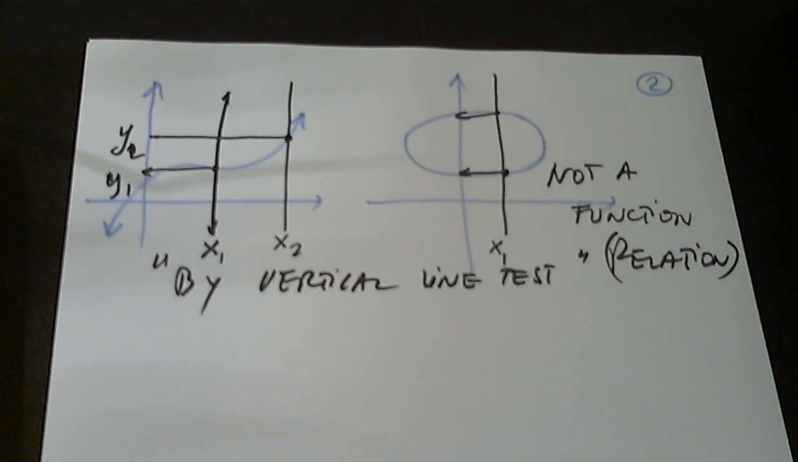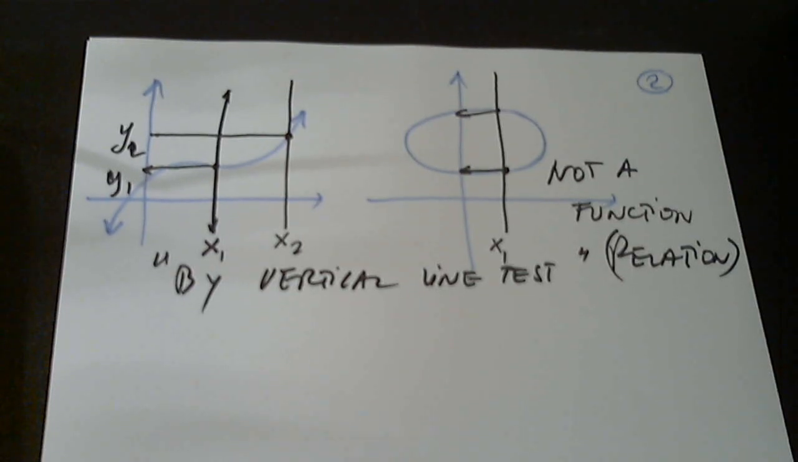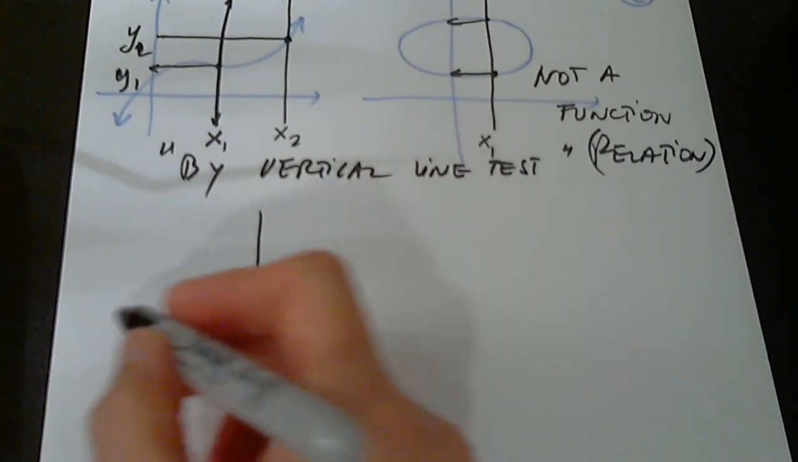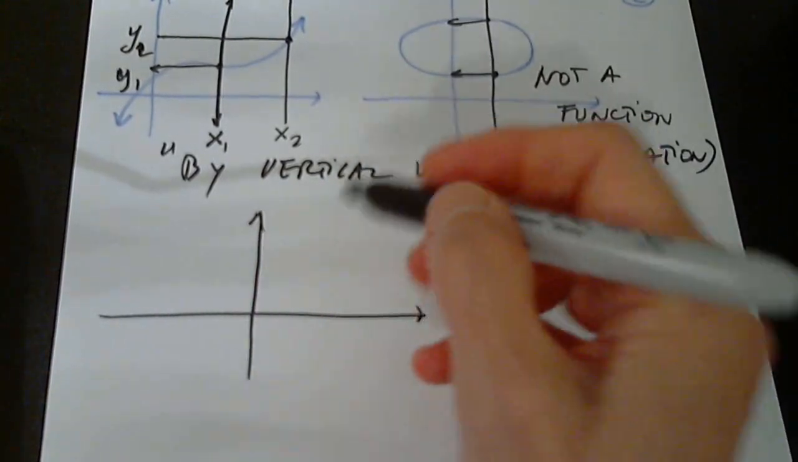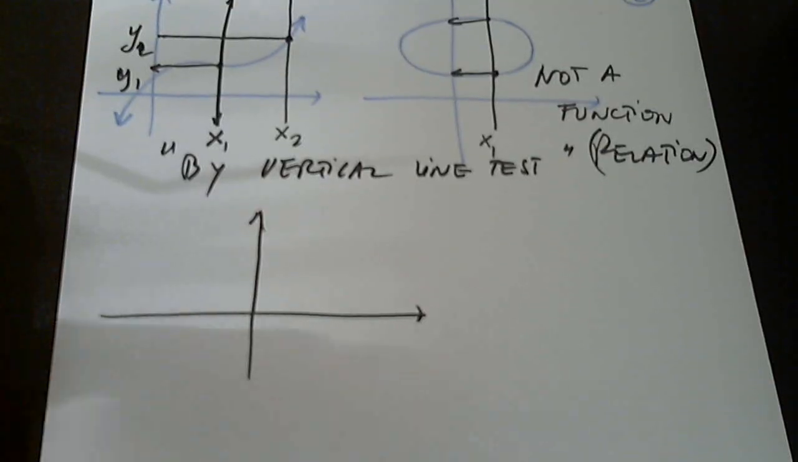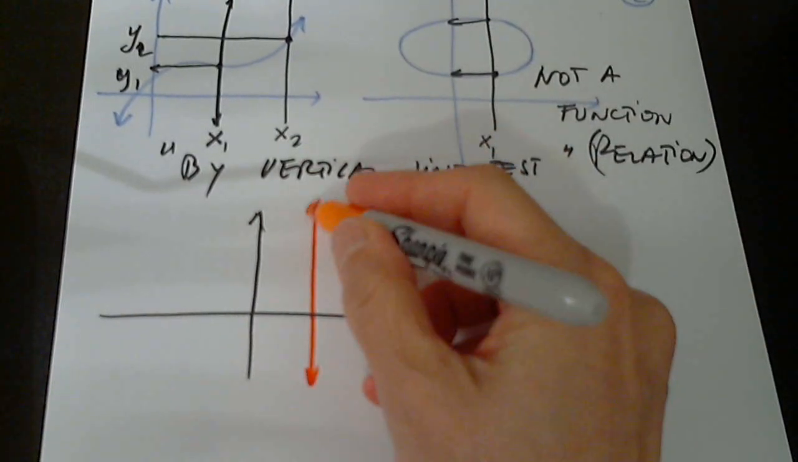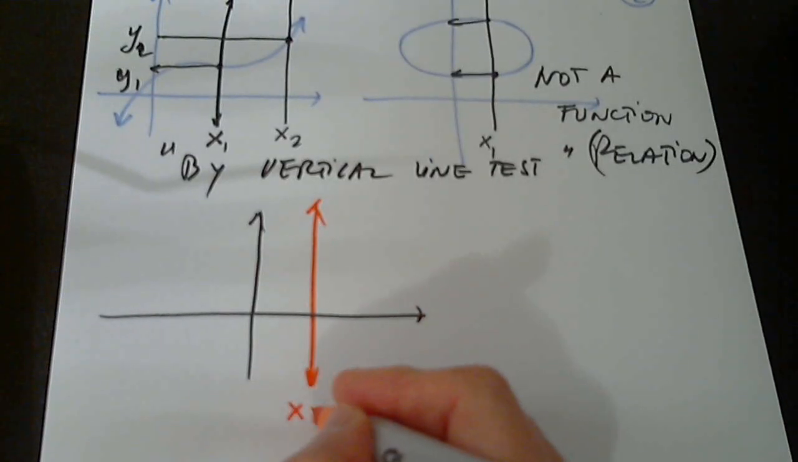No. For the same x value, I can read infinitely many y values. So let's take a look at this. The graph is this. I'm going to pick a number, let's say x equals 4.